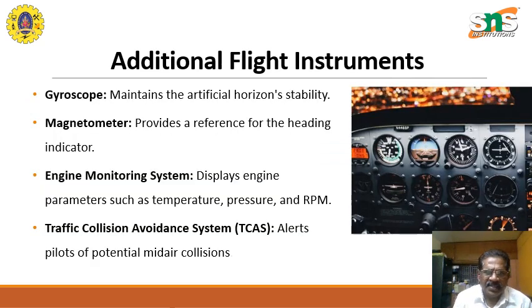Additional flight instruments are there. We have something called the gyroscope, which maintains the artificial horizon stability. Magnetometer provides the reference for the heading indicator. The engine monitoring system displays the engine parameters such as the temperature, pressure, and the RPM. Traffic Collision Avoidance System, or TCAS, alerts the pilot of potential mid-air collisions as a safety instrument.